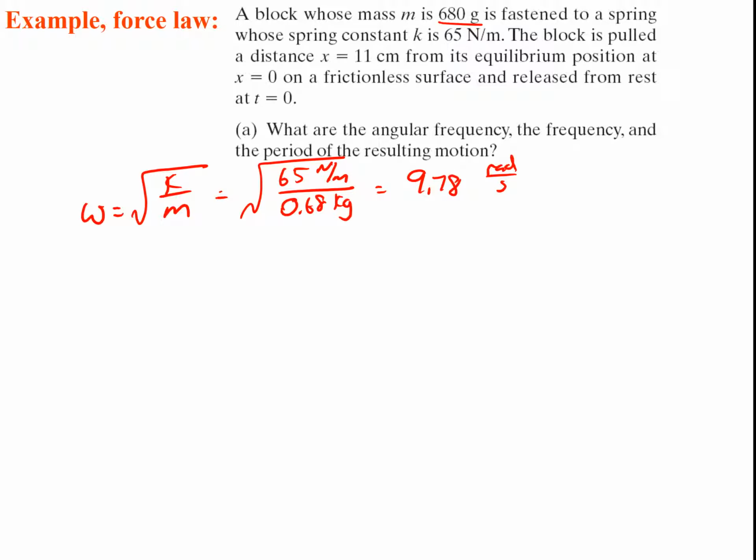Now we need to find what the frequency is. Well, the frequency has a direct relationship. It's omega over 2 pi. So this is 9.78 radians a second divided by 2 pi radians. So our frequency is 1.57, and the units are 1 over seconds because the radians cancel out. And this is our unit of hertz.